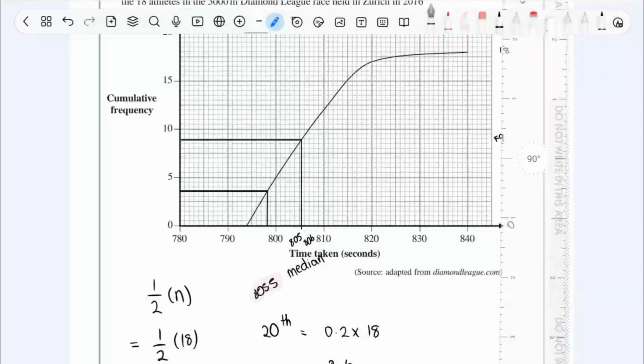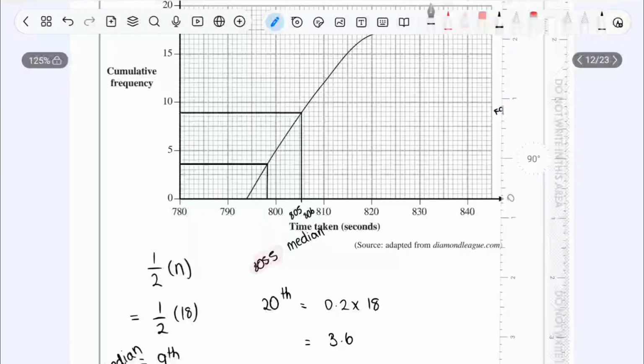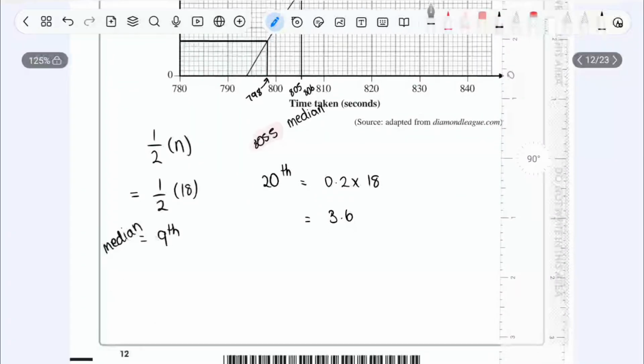Okay. So yeah, I've joined the line slightly too much to the right, but you can see that it's kind of hitting 2 squares to the left of 800, and that is 798. So the value of the 20th percentile, that's the y-axis by the way, is 798 from what we've seen.